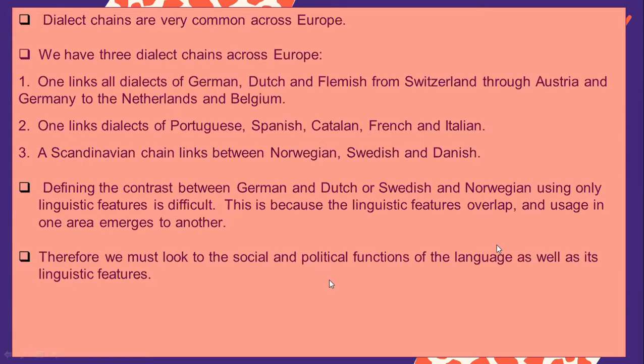So defining the contrast between German and Dutch or Swedish and Norwegian using only linguistic features can be difficult. This is because the linguistic features overlap and usage in one area merges into another. So in this case, we must look to the social and political functions of the language as well as its linguistic features.